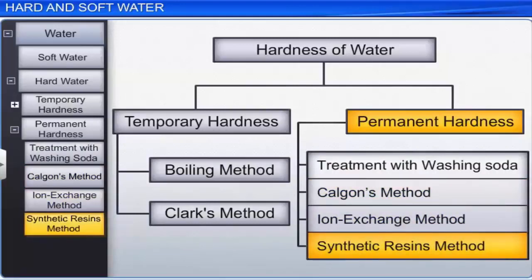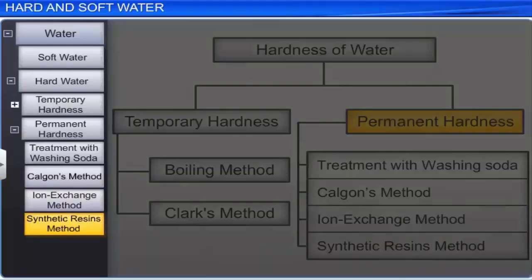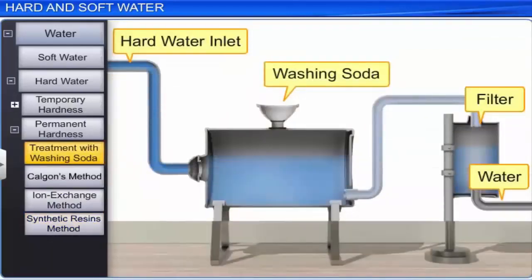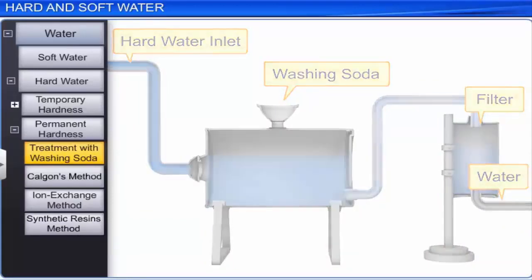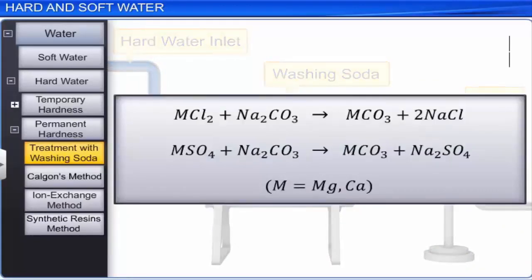Treatment with washing soda or sodium carbonate. A calculated amount of washing soda is added to hard water. Washing soda reacts with the soluble chlorides and sulfates of calcium and magnesium in hard water to form insoluble carbonates.